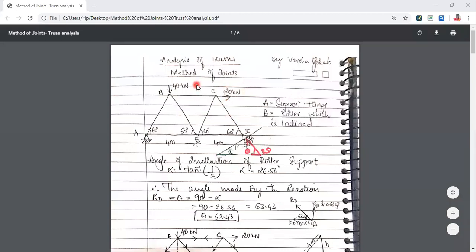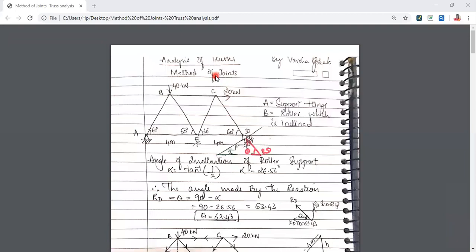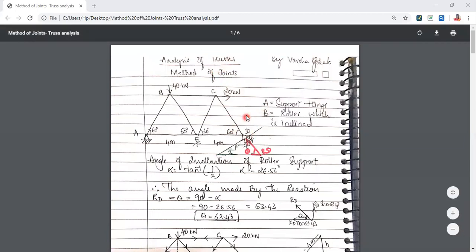Hello all, welcome to the next class on analysis of trusses by the method of joints. You have already seen the method of joints numerical solved. This is the second numerical.